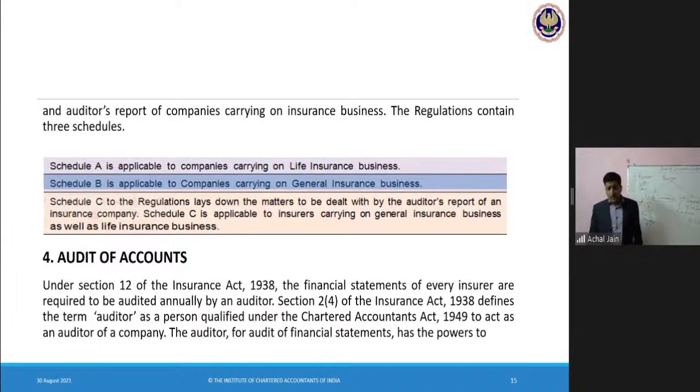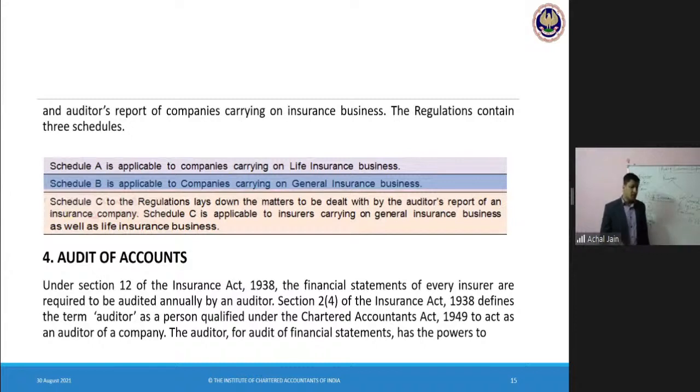Understood? So in some time, we'll also be discussing all of these schedules one by one in more detail, and that is when you will get clarity as to what all of these schedules cover. First of all, we're just covering some of the basic aspects in relation to the insurance business. Clear?